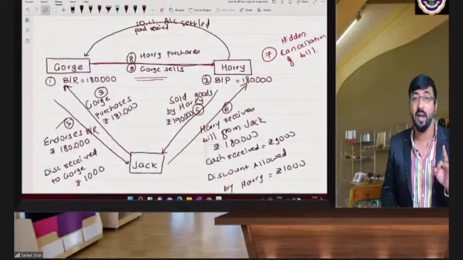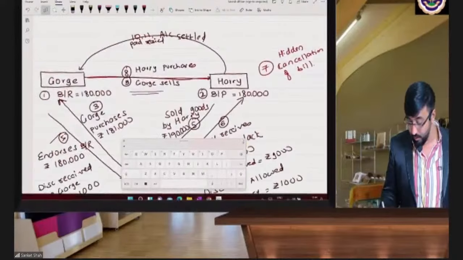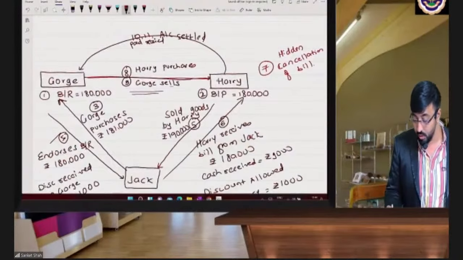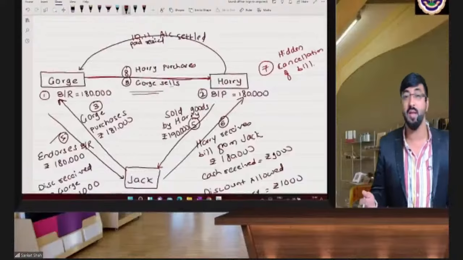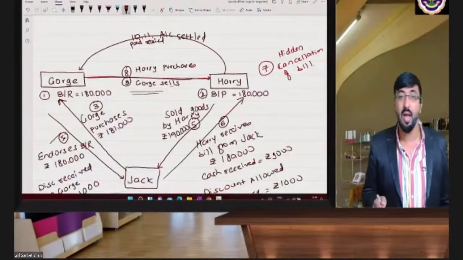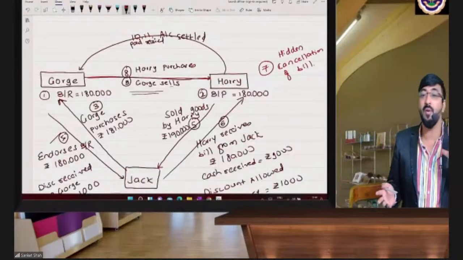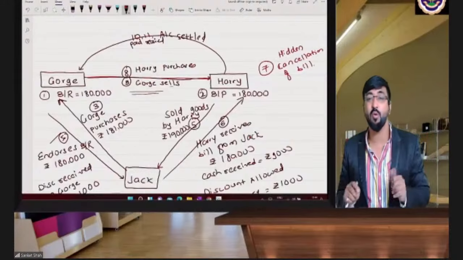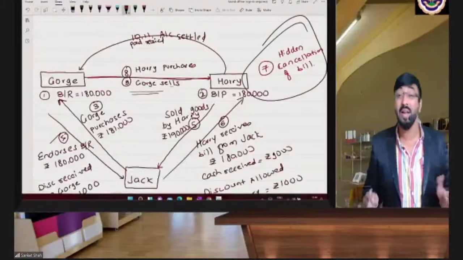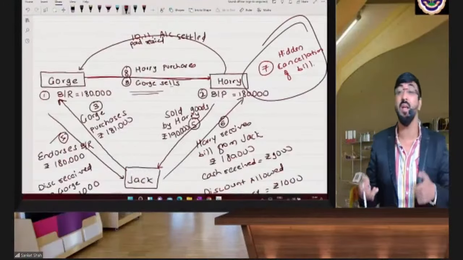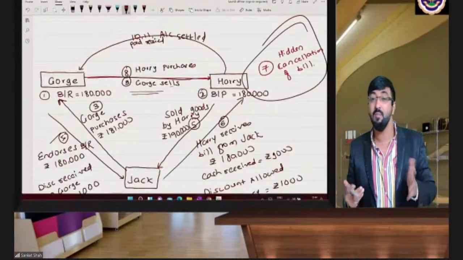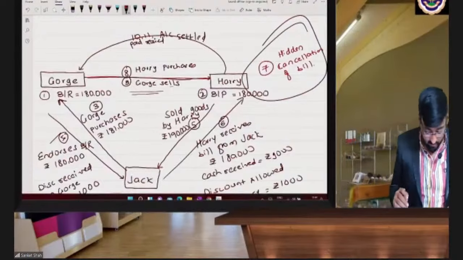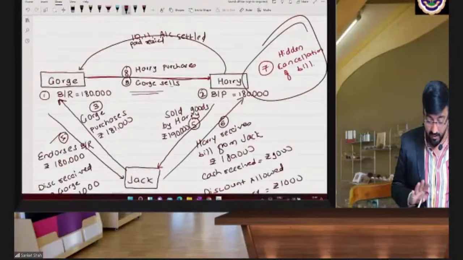After that, the next entry is we sold goods to Harry. So Harry account debit to sales. And the last entry will be account settlement. So only 5 entries are there. And in the books of Harry, there are a total of 6 entries because there is one more hidden entry, which is of cancellation. That one extra entry means there are 6 entries in total. Nothing like this problem. It's very simple.